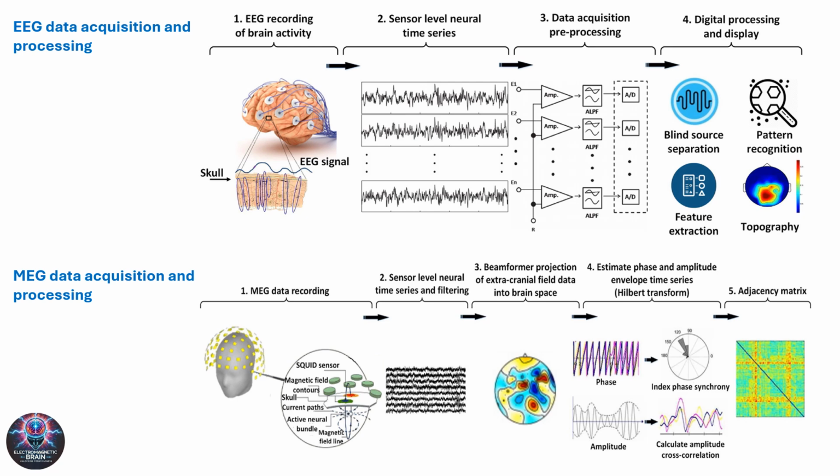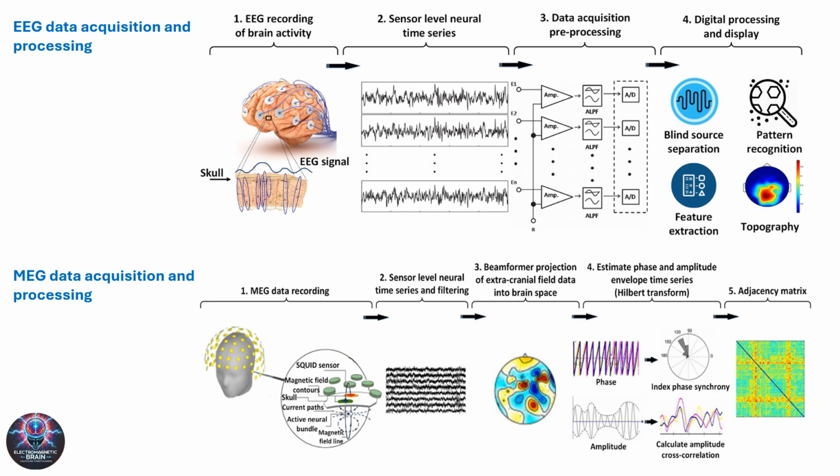On the other hand, MEG, magnetoencephalography, measures the magnetic fields generated by the electrical activity of neurons. The first step in MEG data acquisition is recording the magnetic signals from the brain using highly sensitive SQUID, superconducting quantum interference device, sensors placed around the scalp. Sensors detect the faint magnetic fields produced by neuronal currents. Like EEG, the recorded data is processed by filtering to reduce noise. Then, the beamformer projection technique is applied, which maps the extracranial magnetic data back into the brain space to visualize the areas of the brain producing activity.